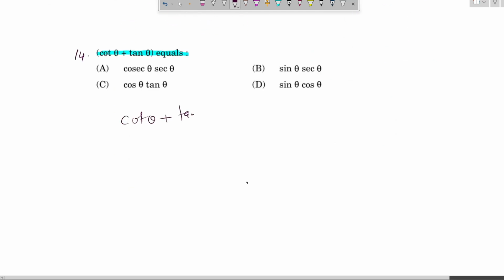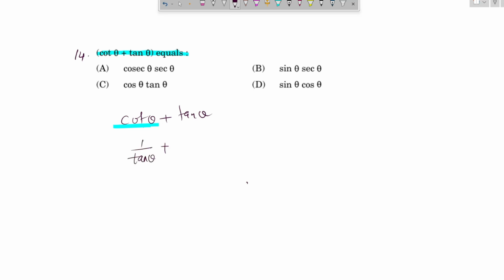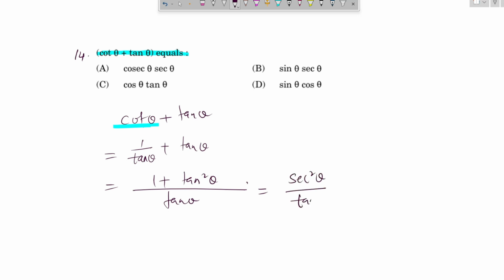Theta plus tan theta value in the options, you need to find out which one is correct. Here first spot the reciprocal of a trigonometric ratio, that here it is cot theta, so it will be equal to 1 by tan theta. So substituting it and simplify it further, so it will be 1 plus tan square theta. Now 1 plus tan square theta is an identity, which is equal to secant square theta by tan theta.